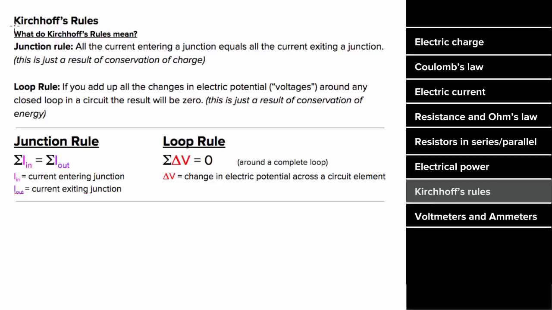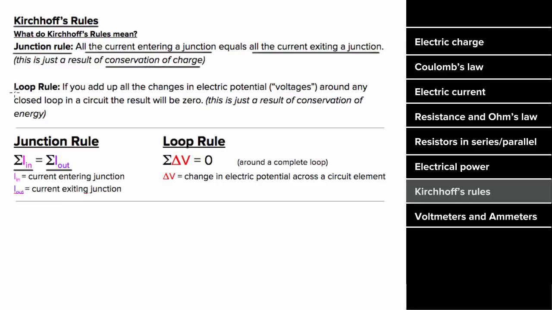Two of the most useful ideas in circuits are referred to as Kirchhoff's rules. The first rule is called the junction rule, and it states that all the current entering a junction must equal all the current exiting that junction. In other words, if you add all the current that flows into a junction, that has to equal all the current that flows out of that junction, because current is just flowing charge and charge is conserved. So charge can't be created or destroyed at any point in this circuit. No more than water can get created or destroyed within a series of pipes.